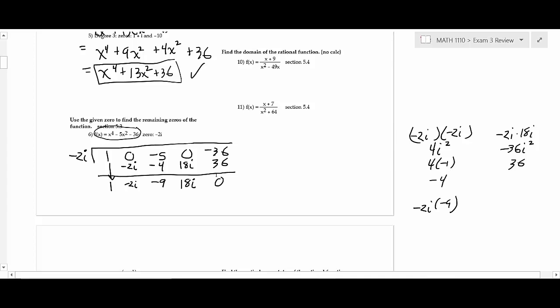How many zeros do we have? The highest degree of this polynomial is 4. I only gave you 1. How many more do we have to get? We have to get 3, so there's our first 0. We got that. So you have to know the complex conjugates theorem.